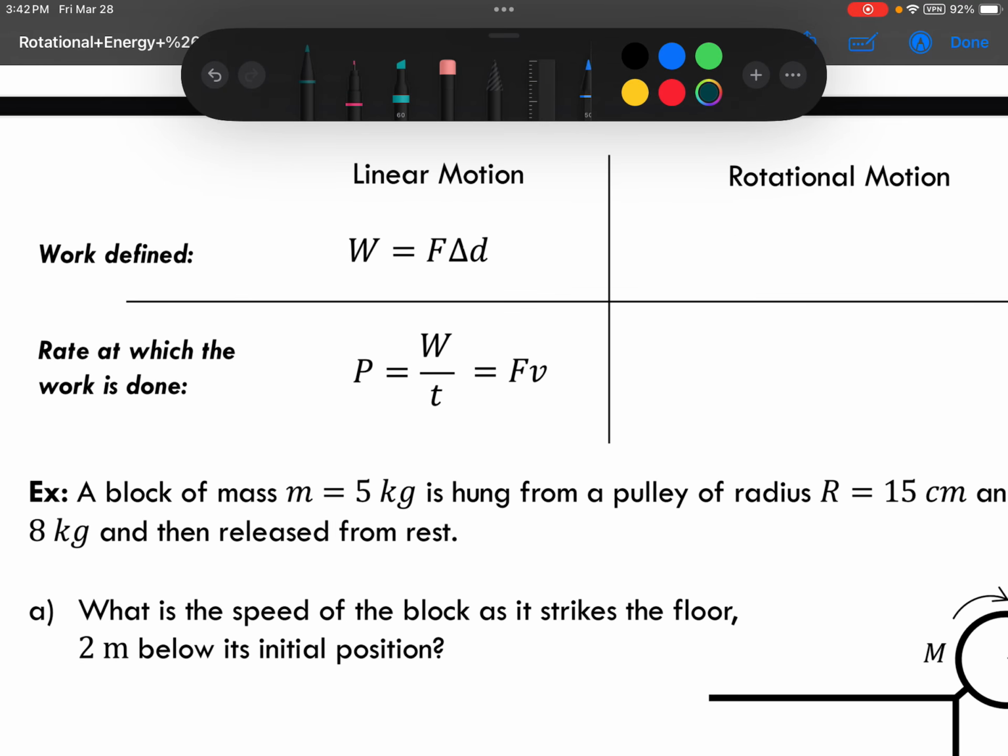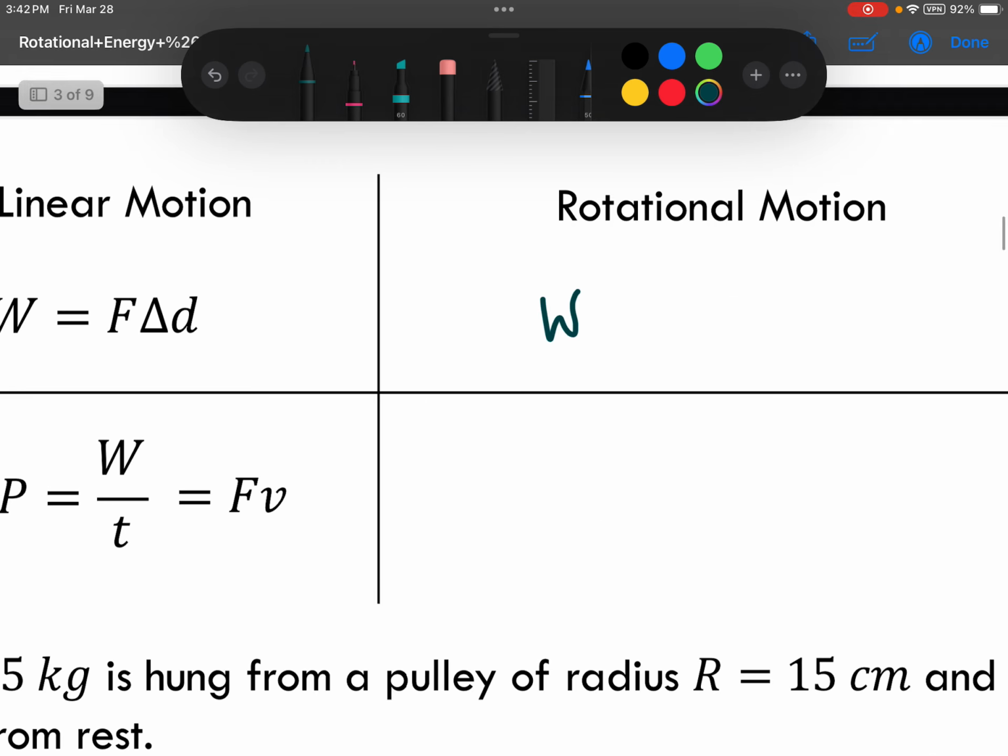We can expand this to the definition of work for linear motion. Work was force times the displacement. For rotational motion, work is the torque times the angular displacement.